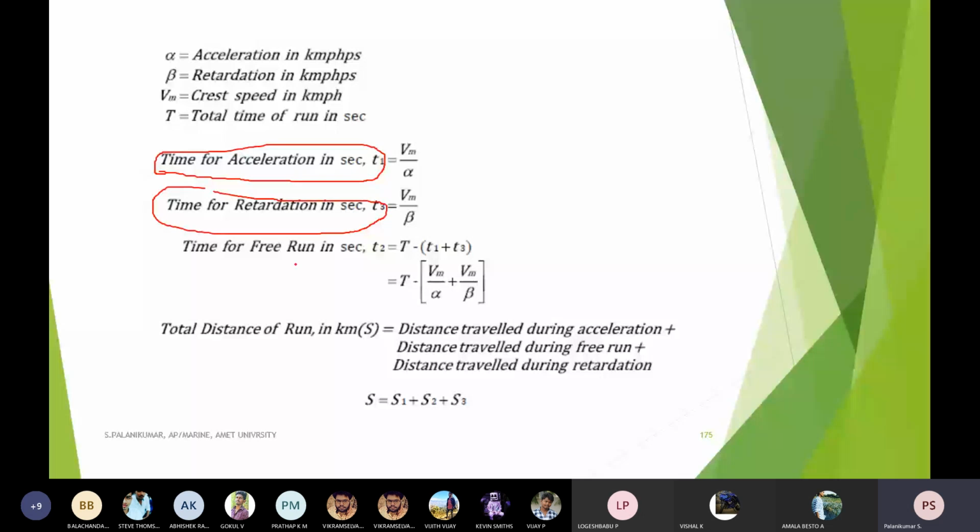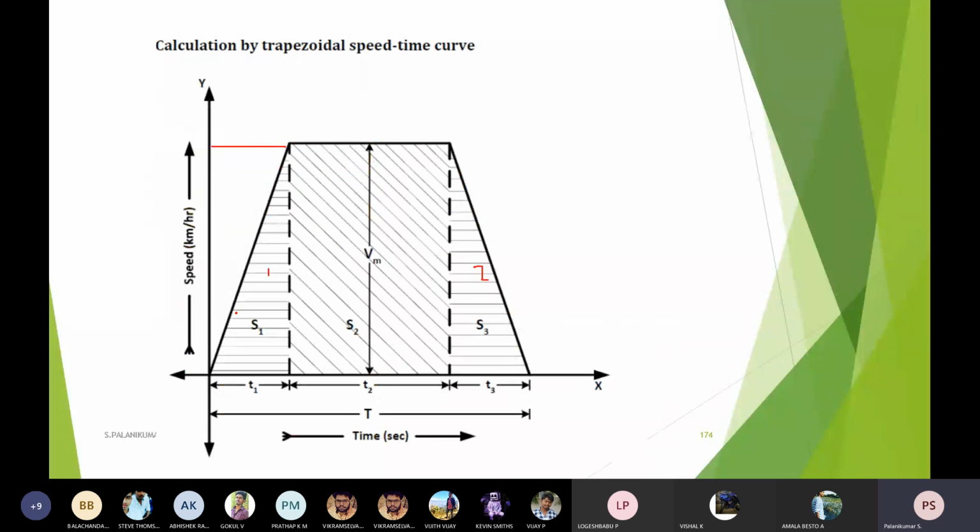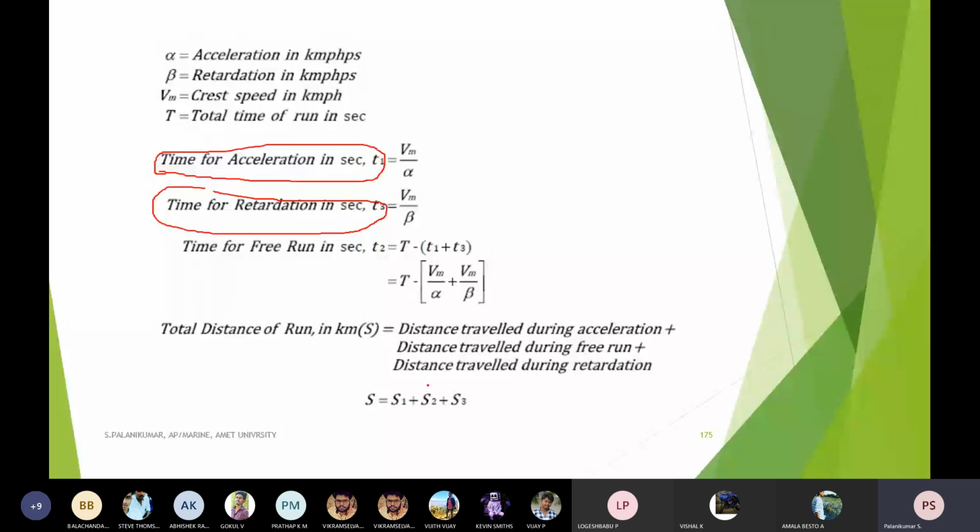So the time for free run we can very easily calculate: T2 is nothing but total time minus T1 plus T3, where T1 is Vm by alpha and T3 is Vm by beta. Now the total distance of run in kilometer: the distance traveled during acceleration, during free run, and during retardation. So I am taking three S's, S1, S2, S3. Adding these will be my total distance traveled.